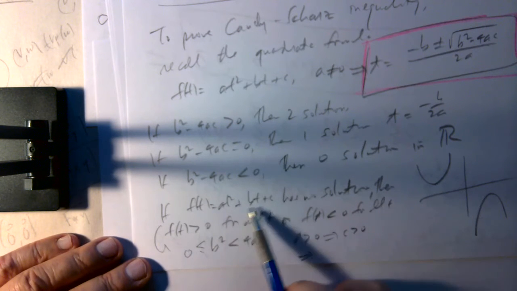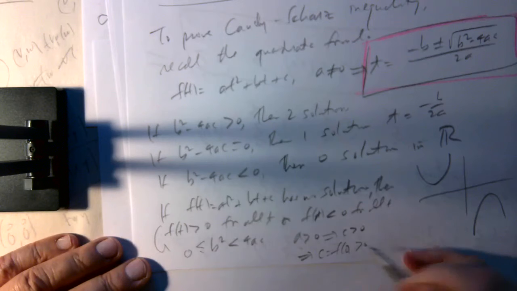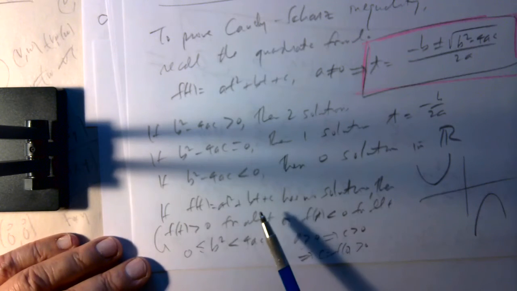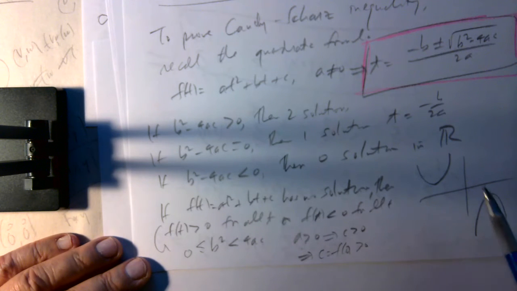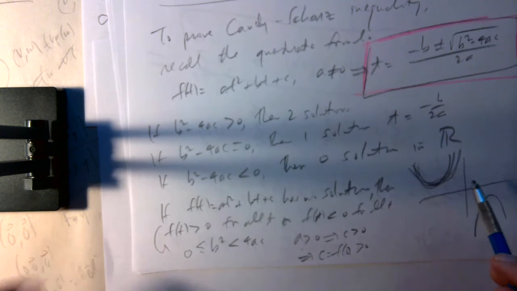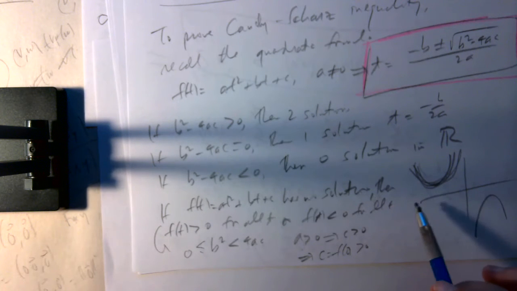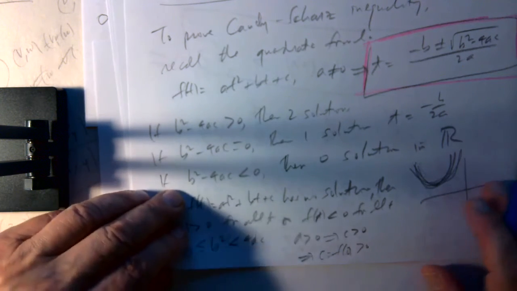If you plug in t equals 0, c is equal to f of 0, so that would be positive. So if b squared minus 4ac is negative and the leading coefficient a is positive, that means c has to be positive. The function takes on a positive value, and that means your parabola is always above the x-axis. It's always either always above or always below. If c is positive, it's above, and that's the case.